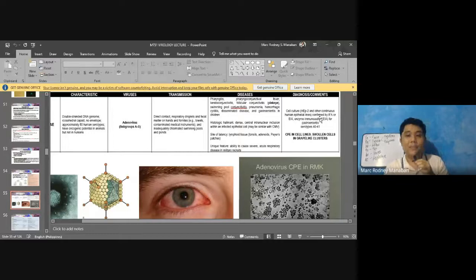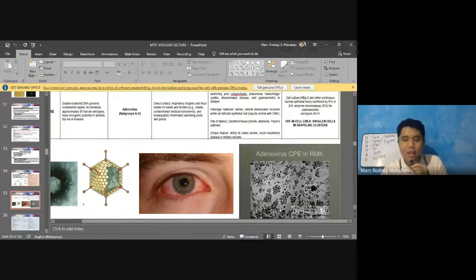And their characteristic CPE, aside from the CMV-like CPE, is grape-like clusters, swollen cells, grape-like clusters. So it looks like Staphylococcus, joke only. So grape-like clusters, it looks like grapes. So these are cells in your cell culture that clump together, all right, and that is their characteristic CPE. Okay. All right.